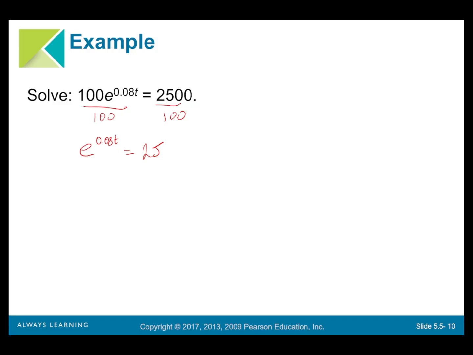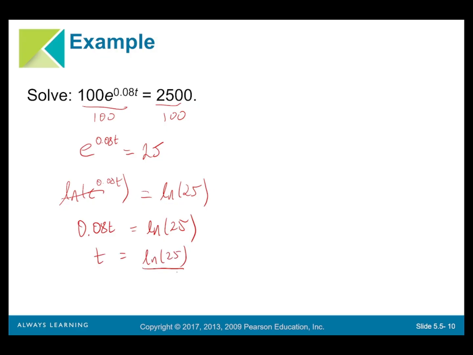If we use a natural log, ln of e to the 0.08t equals ln of 25. Now we haven't changed the problem just because we took the natural log of both sides, so it's totally okay to do that. Now the e and the natural log, well, they're inverses. They cancel each other out. So we have 0.08t equals natural log of 25. That means t equals natural log of 25 divided by 0.08. Again, something you can just plug right into your calculator. This is, of course, going to be a decimal, but that's quite all right.